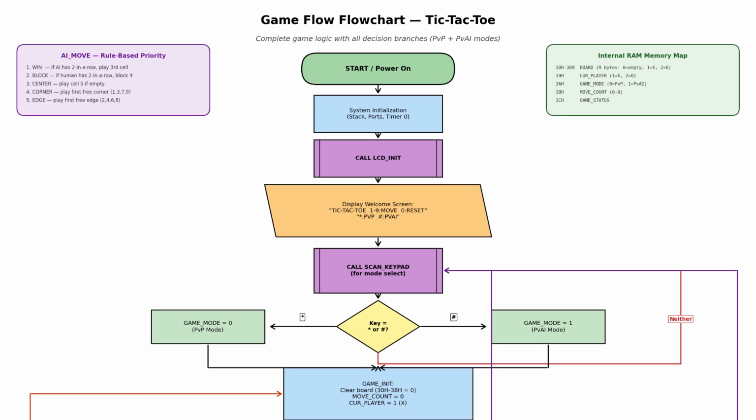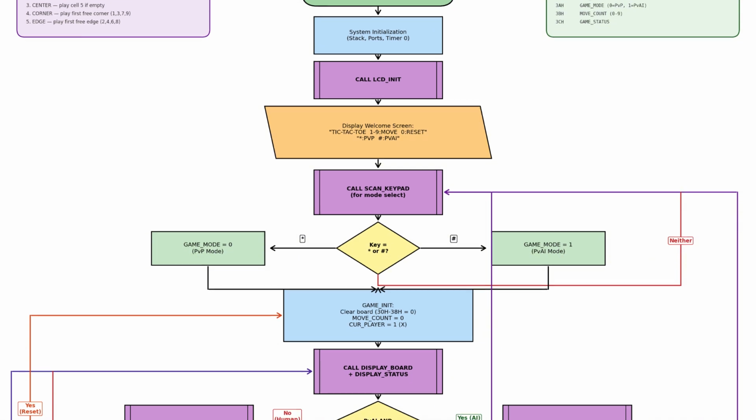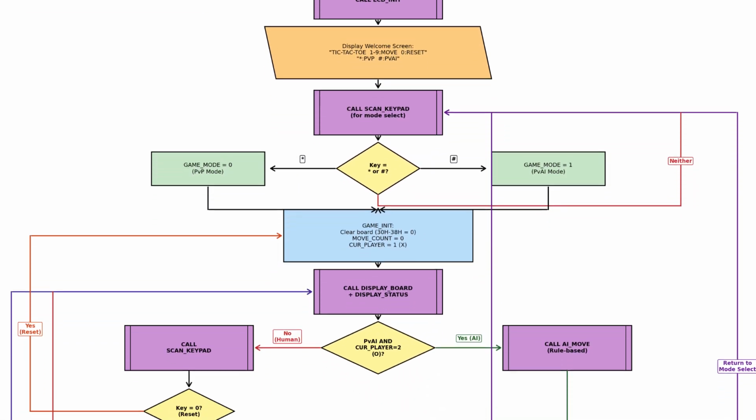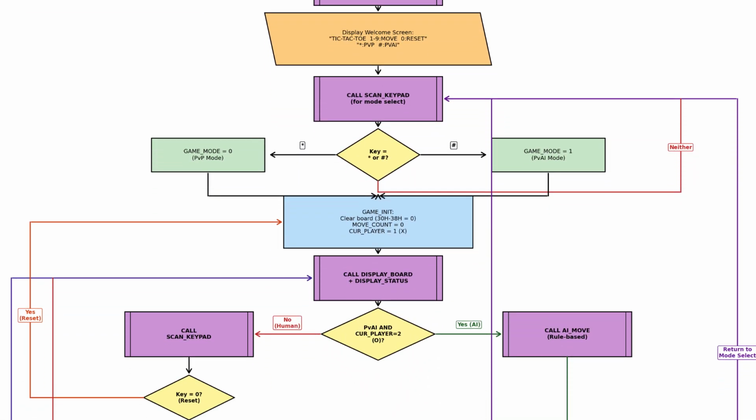The keypad scanning subroutine drives one row low at a time and reads the 4 column inputs. When a column reads low, we compute the key identity and apply a 20 millisecond software debounce delay before registering the key press.